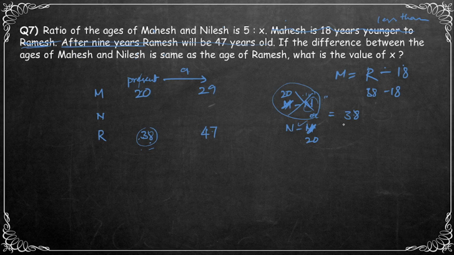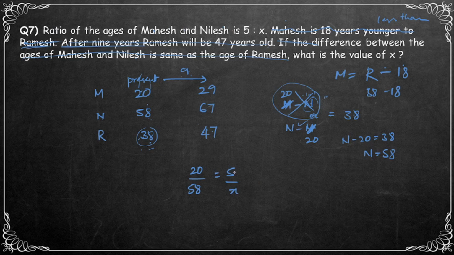So n minus 20 is equal to 38. So that means n is equal to 58. So at present the age of Nilesh is 58 years. So after 9 years his age will be 67. So done. Now this sentence is also done. So the first sentence is the ratio of ages of Mahesh and Nilesh. That means present ages. If we take the ratio of Mahesh and Nilesh, that means 20 by 58, we get 5 is to x. That means 5 by x. They are asking us to find x.